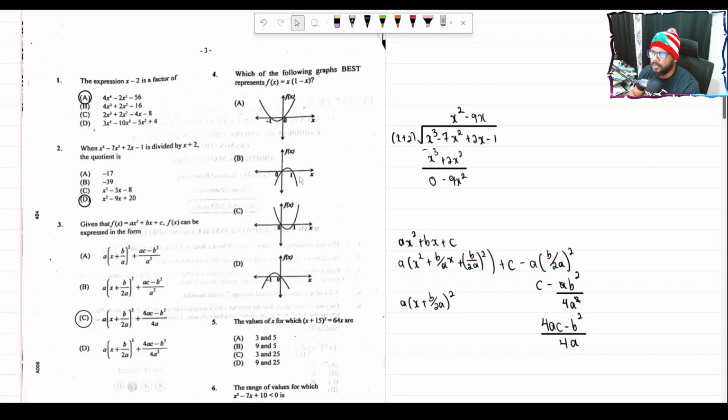Which of the following best represents f of x is x into 1 minus x? Now the coefficient of x squared is going to be negative, which means it could either be B or D. If I put this equal to 0, I'm going to get x is equal to 0 and 1 minus x is equal to 0. Moving the x across, I get 1 is equal to x. So my two x-intercepts are 0 and 1, so the answer for this is B.